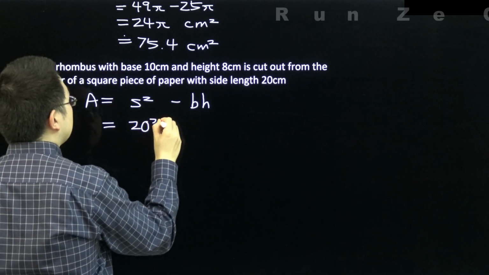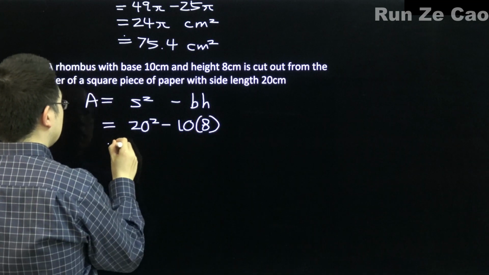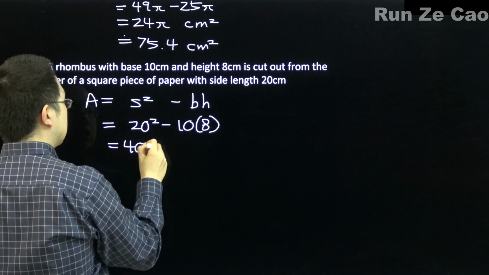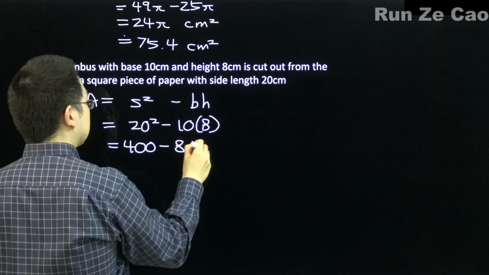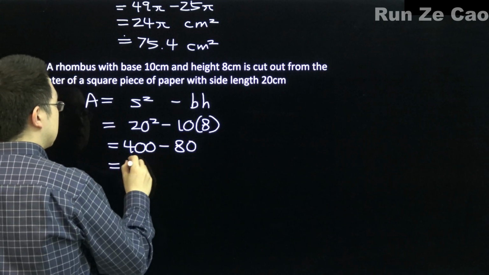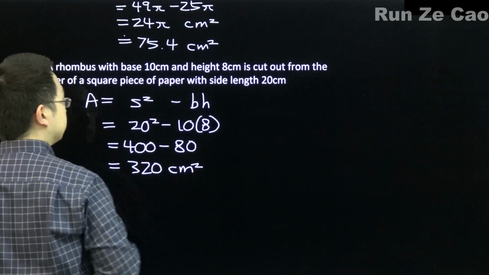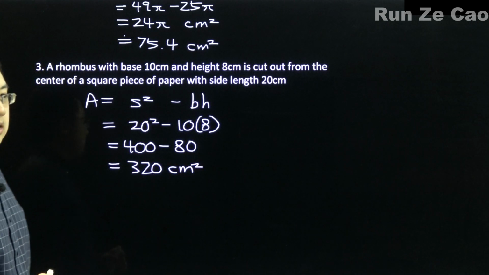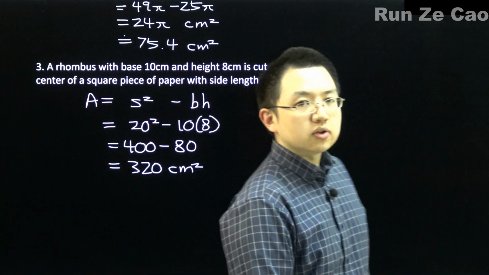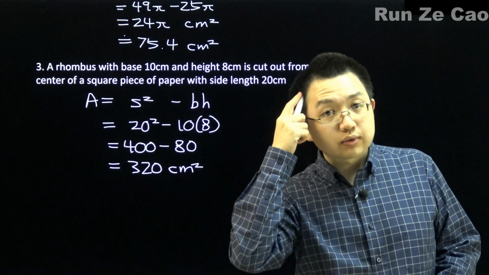So 20 squared minus 10 by 8 leaves you with 400 minus 80, which is 320 centimeters squared. Complex shapes, you add and subtract using shapes you already know how to calculate.